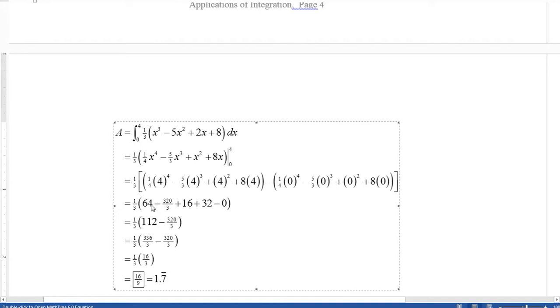Adding all that together, 64 plus 16 is 80, plus 32 is 112. Get a common denominator by multiplying 112 by 3 over 3. That's 336 over 3. Now add these together by keeping the denominator. 336 minus 320 is 16. 3 times 3 is 9. 1 times 16 is 16. And so the exact answer is 16/9, or do some long division and get 1.7 repeating for a decimal form. So this can be done without using a calculator at all.